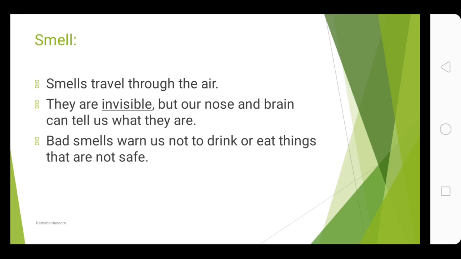We have discussed this many times, that it is our brain that helps us to understand what anything is. If we touch any hot object or cold object, or if we smell anything, or if we see anything, it is our brain that guides us what that thing is. Okay? Bad smells warn us not to drink or eat things that are not safe. Understand? For instance, if we smell some burnt food, agar khana jal gaya hai, no one would like to eat it. So it is this smell of that food that is telling us that it is not safe for us to eat. Okay?